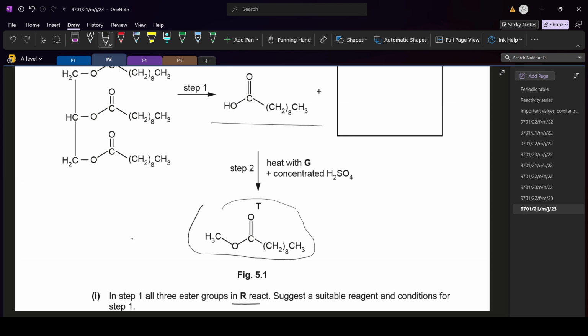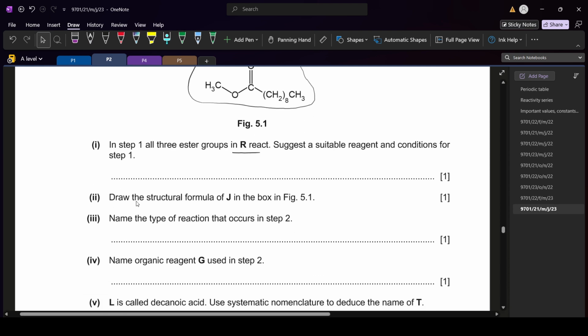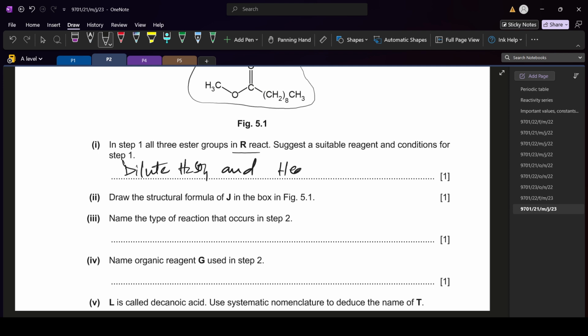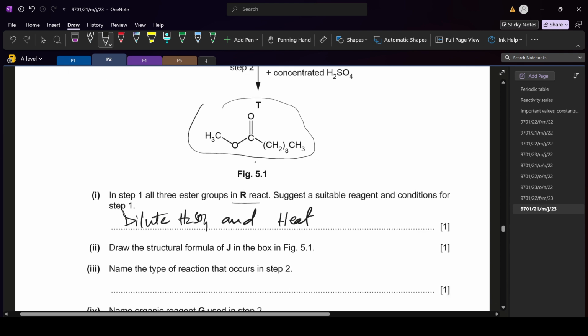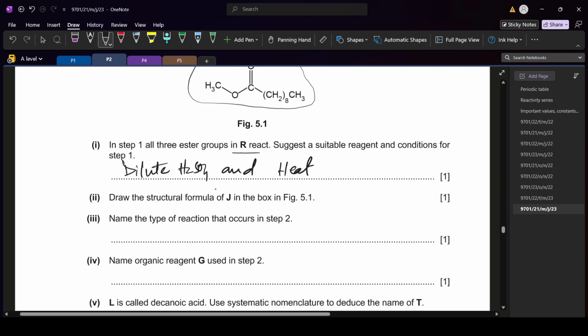So heat, and you can write any acid. So dilute sulfuric acid and heat. That's how this ester group will hydrolyze. All three groups in R react. Suggest suitable reagents and conditions. So now draw the structural formula of J in the box.